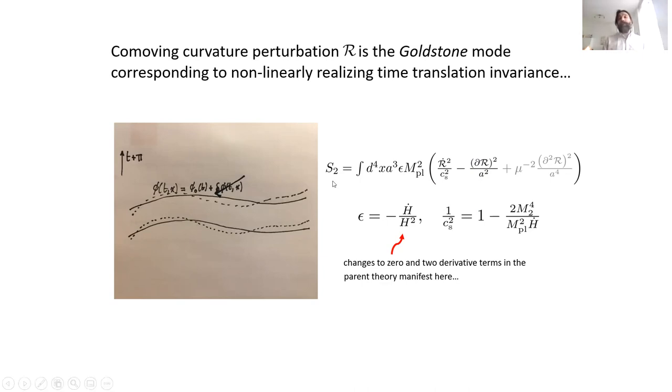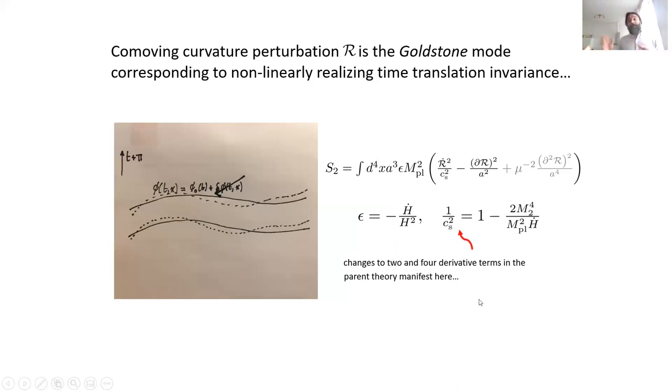And these three functions are, first, epsilon, which is essentially the order parameter. This epsilon appears at every level in perturbation theory, and it's parameterizing how you've broken time translation invariance. It's up to you how you want to think about it. And that's one function, and it is sensitive to changes in the zero and two derivative terms in the parent theory. So if you had some theory with a different potential but a canonical kinetic term, the difference in potential would manifest in epsilon.